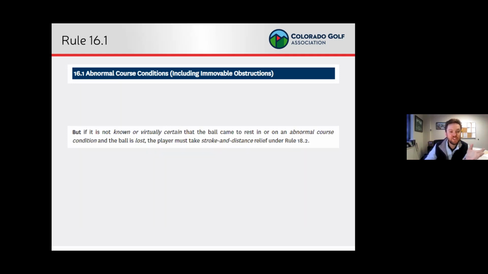It says, but if it is not known or virtually certain, which is kind of what I just said, that the ball came to rest in the abnormal course condition and the ball is lost, the player may take stroke and distance relief.